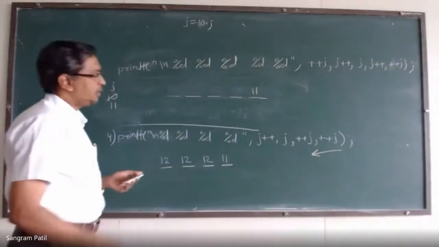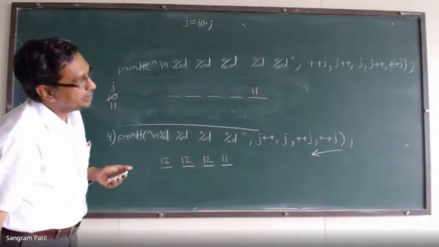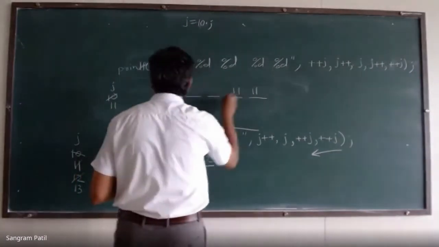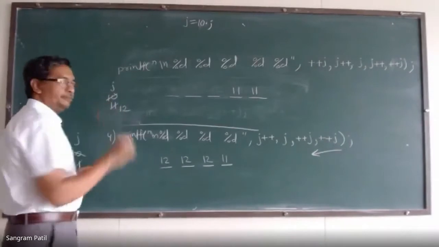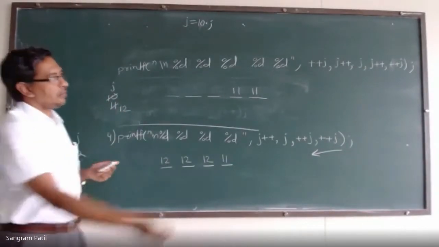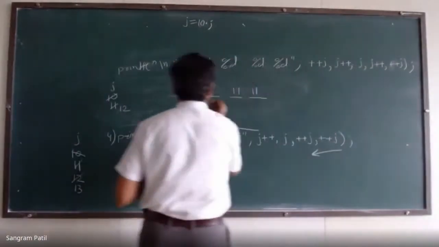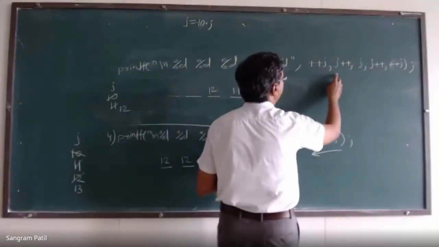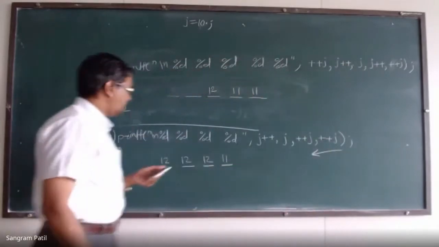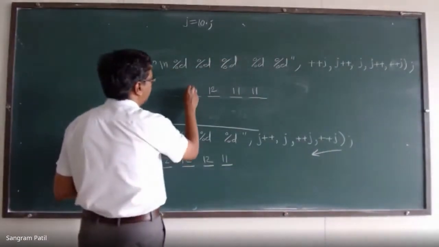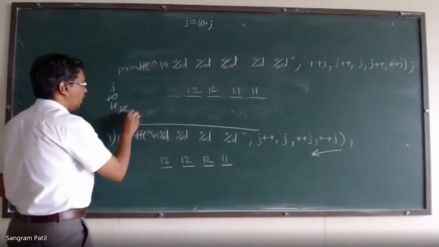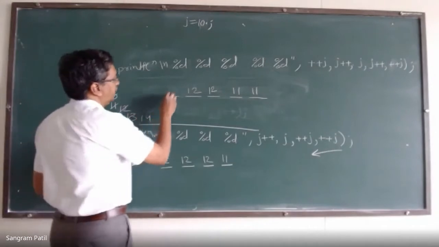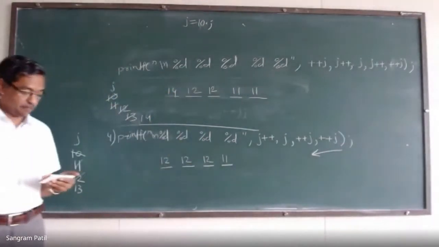Then again j plus plus. So j plus plus, it will print the value of j, it increments by 1, it becomes 12. Then j, so this will print 12. Then j plus plus, it indicates use the value of j and then increment by 1. And then plus plus j, it becomes 14 and then prints 14. Yes, my mistake.